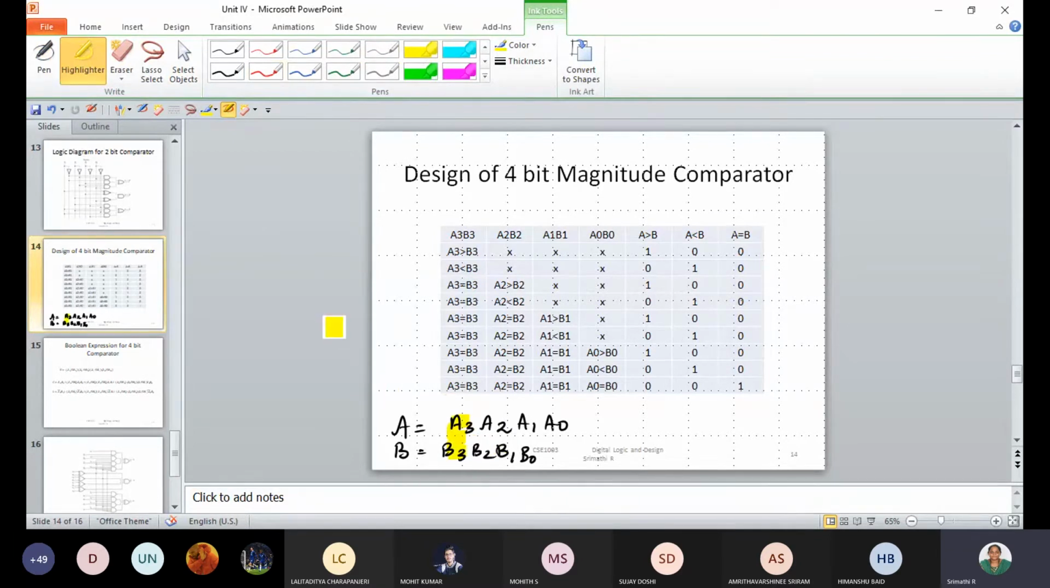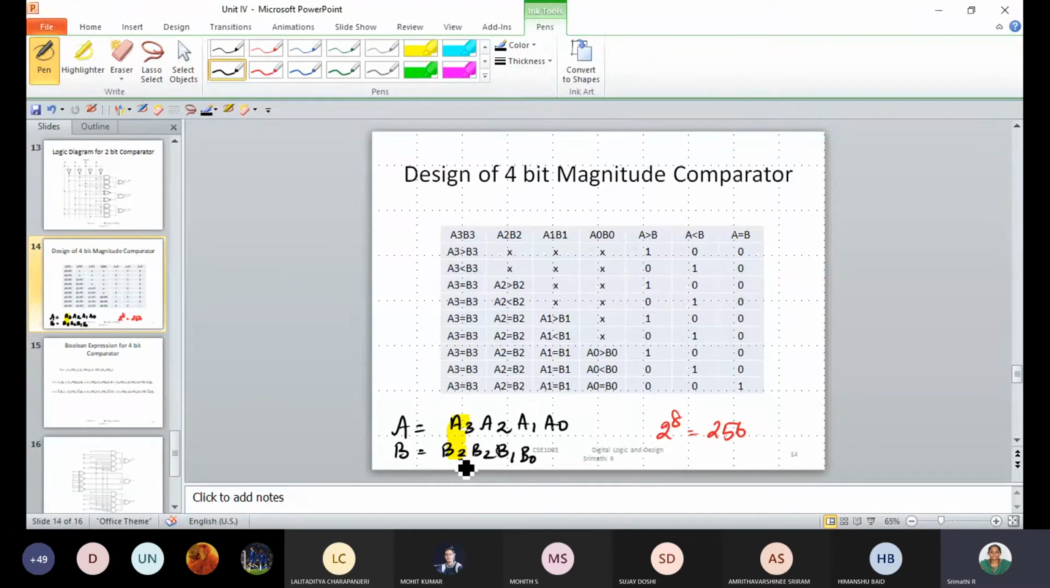See, this is 2 power 8, 256 combinations. Making that big truth table is complicated, so you derive or simplify it logically. So the first step is the most significant bit.